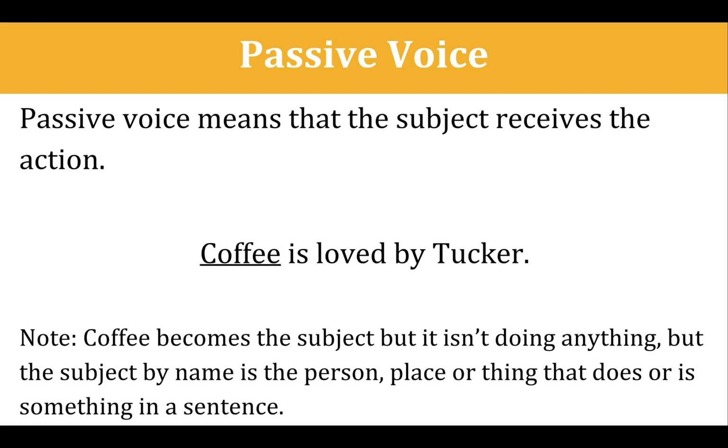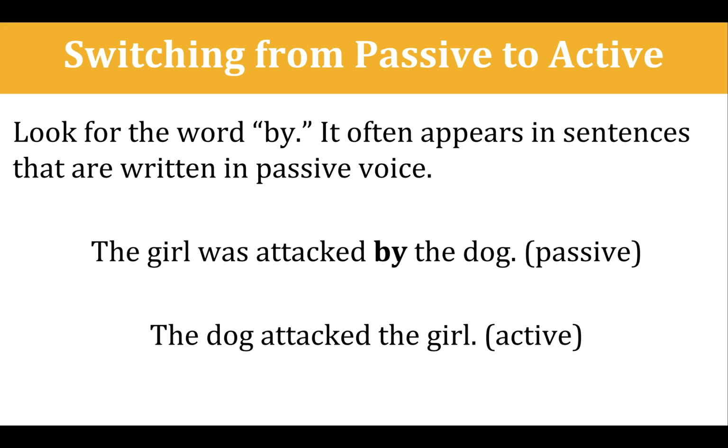Now, note that coffee becomes a subject, but even though it's moved into the subject position, it isn't doing anything. Coffee is not doing any action. So even though the subject appears to be coffee, we know this is written in passive voice because the coffee itself isn't doing anything. So keep in mind that the subject is the person, place, or thing that does or is something in a sentence, and that subject should be doing whatever the action is, right? It should be doing whatever the verb in the sentence is.